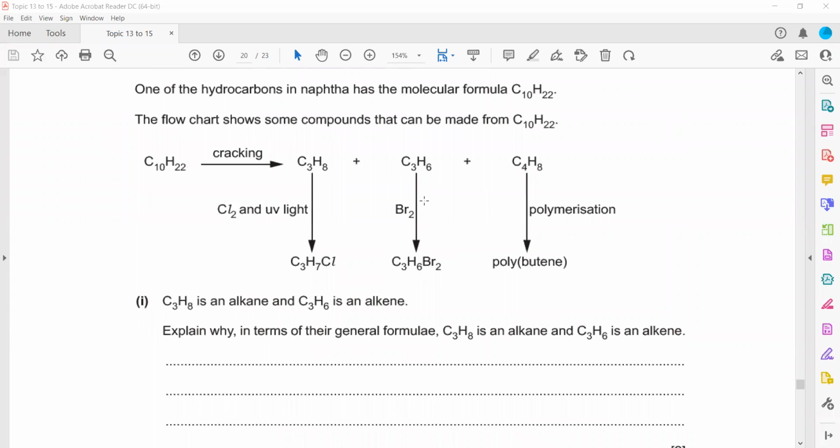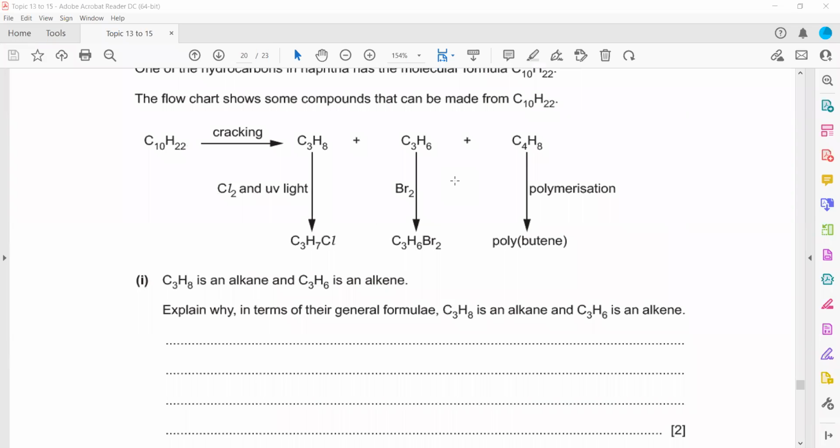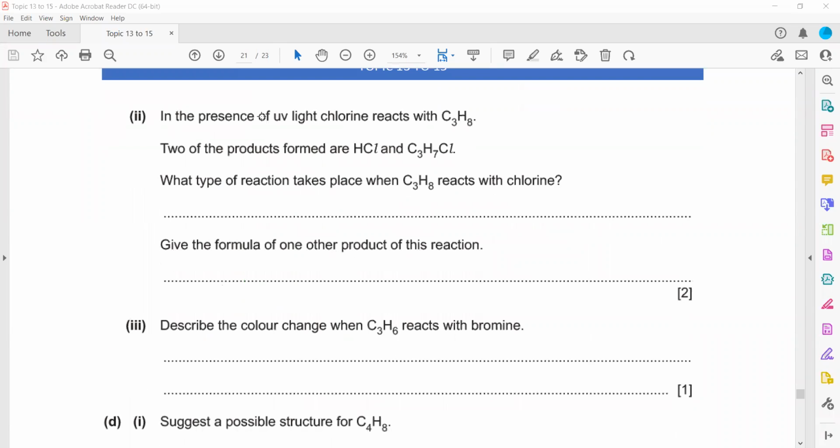So C3H8 is an alkane and C3H6 is an alkene. Explain why, in terms of general formula. So in terms of general formula, why is C3H8 an alkane? Because the general formula of alkane is CnH2n+2. The number of hydrogens in an alkane is always twice the carbons plus 2. Whereas in an alkene it is CnH2n, the number of hydrogens is twice the number of carbon atoms. So that's why C3H6 is an alkene and C3H8 is an alkane.